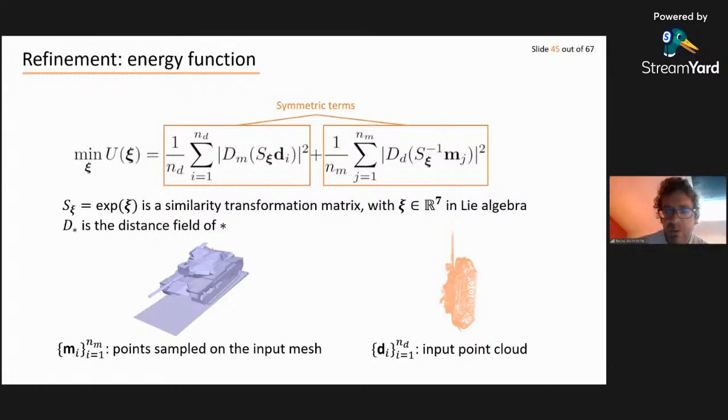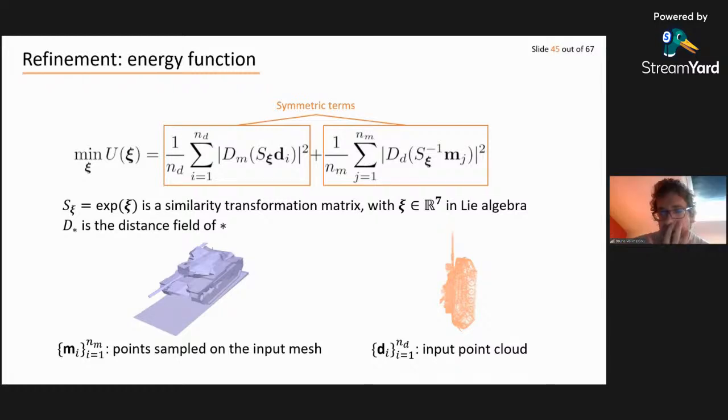Okay, so one sum is over the planar regions and the other sum is over the points of the point cloud. The N_D and N_M are the point samples, but the distance field is computed, well, I would say it's approximated from the planar regions, and the sum is done on the point samples on the input mesh and on point samples from the point cloud.